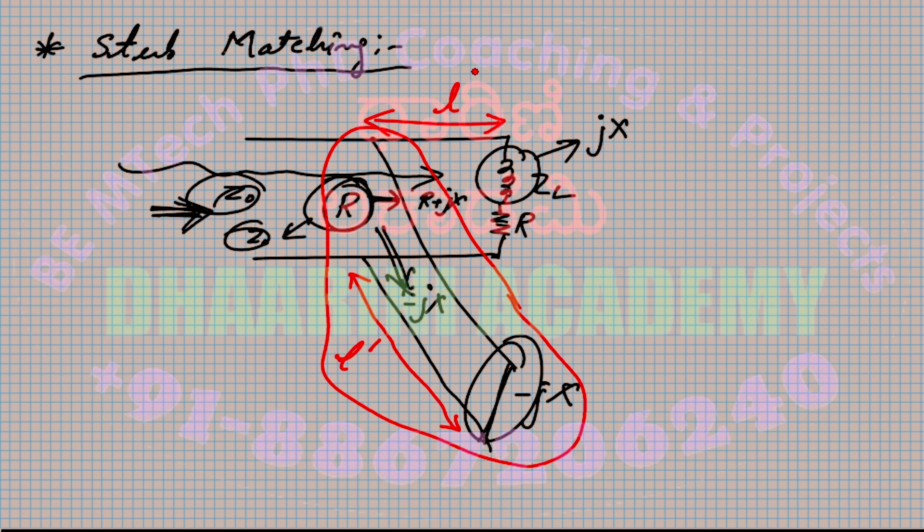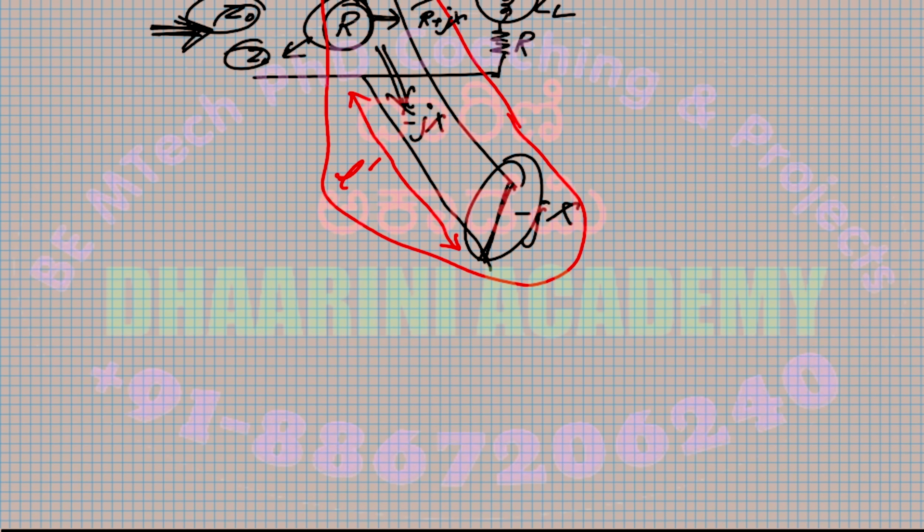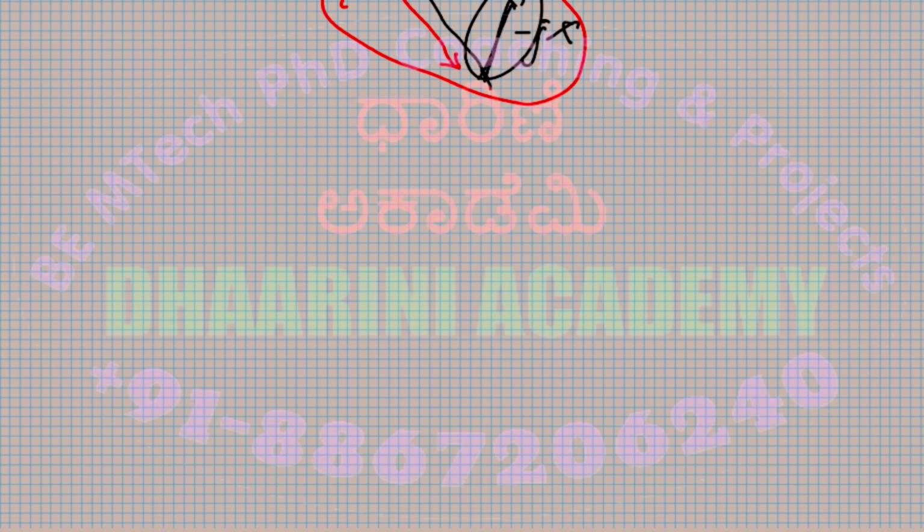We have two cases here, two possibilities. One is a single stub matching, one more is a double stub matching. So I'll directly move on to the first type, that is single stub matching.